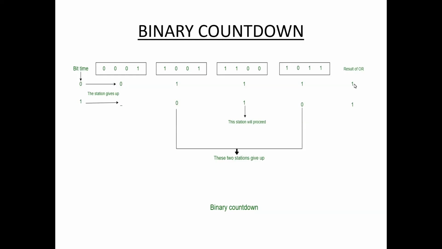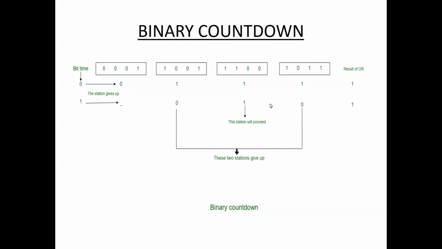Whenever the first bit is 1, those stations stay in the competition and the remaining ones drop out. See here, first bit is 0, so station 1 gives up. That means station 1 withdraws from the competition, and these 3 stations will proceed. Now we discuss these 3.